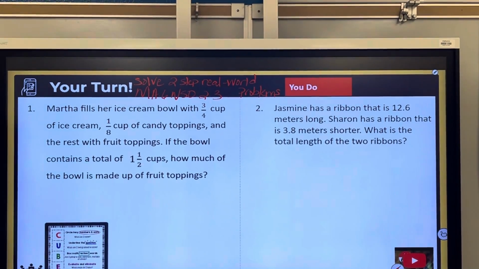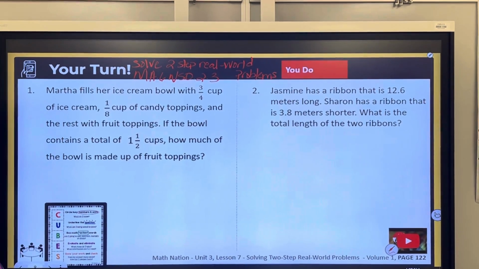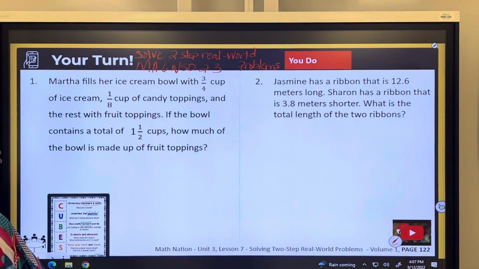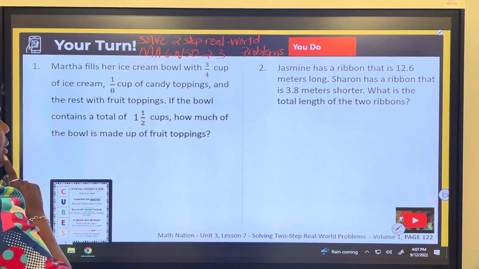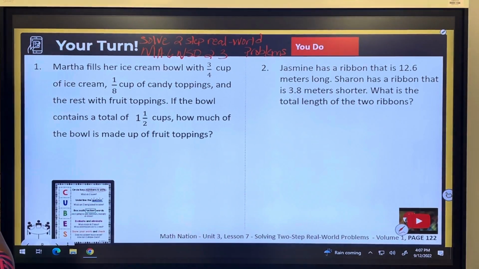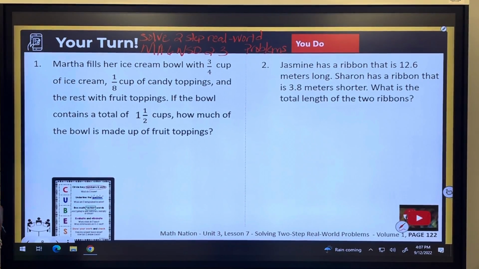Okay, so this is Ms. Russell again, and we are working with MA6 NSO 2.3, which is solve two-step real-world problems. So before we get started, we're going to just read the problem, and then we're going to pull out the information we need to solve it.